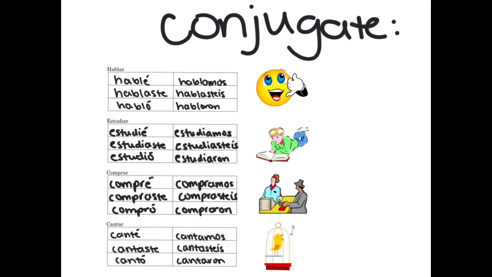Here are the conjugations for the four verbs. So it's hablé, hablaste, habló, hablamos, hablasteis, hablaron. And as you can see, the endings are right here. And then for estudiar is estudié, estudiaste, estudió, estudiamos, estudiasteis, estudiaron. Comprar is compré, compraste, compró, compramos, comprasteis, compraron. And then cantar is canté, cantaste, cantó, cantamos, cantasteis, cantaron.